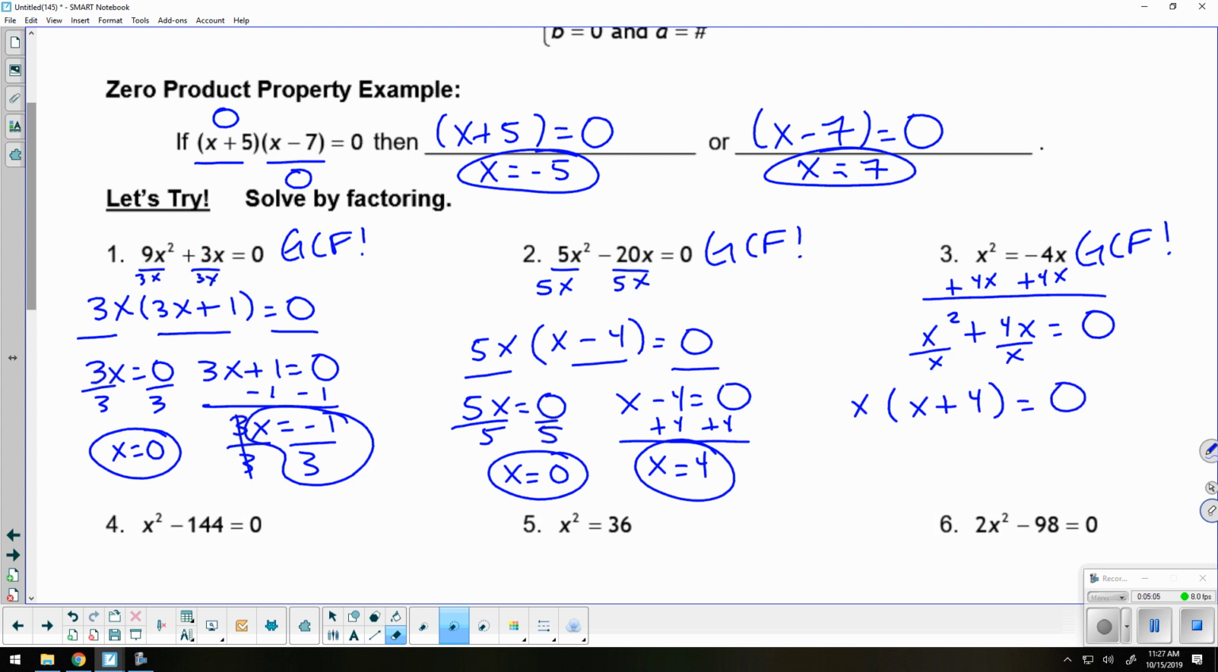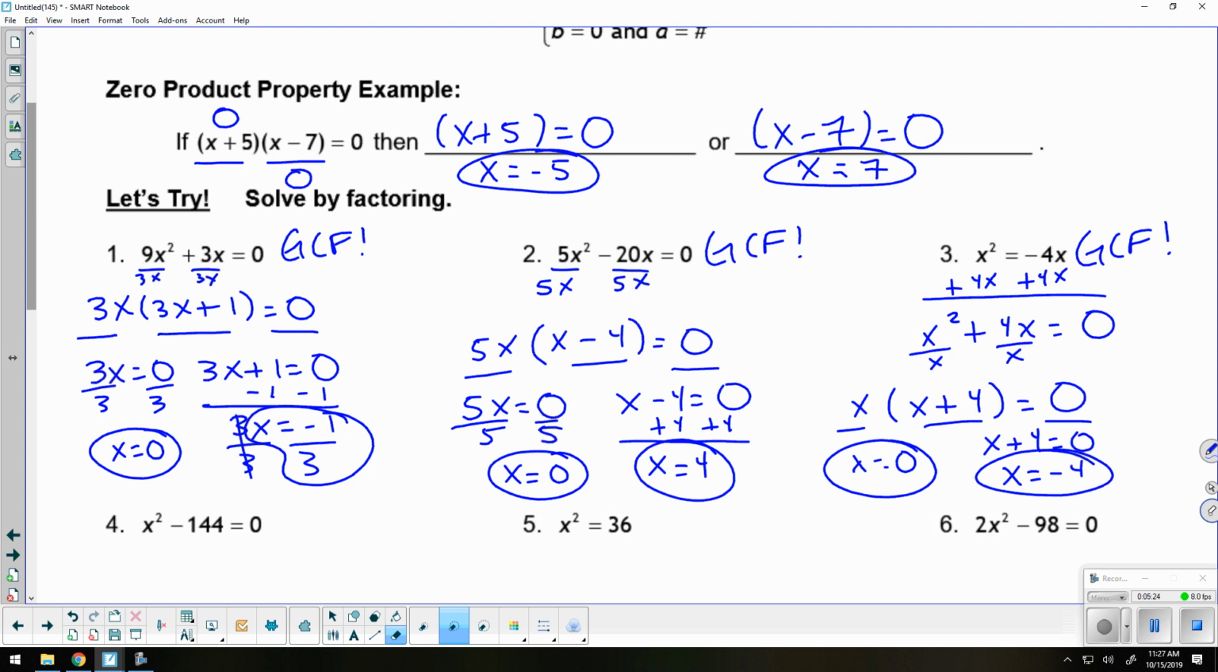Okay, so we're done factoring. Once again, solving it, set each factor piece equal to 0. So the GCF equal to 0 already gives you an answer. But when you set x plus 4 equal to 0, you just subtract the 4, you get x equals negative 4. And there's your solution.